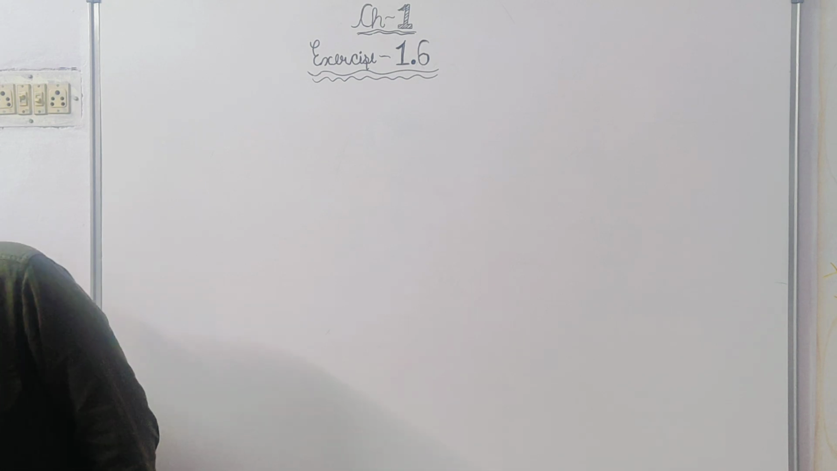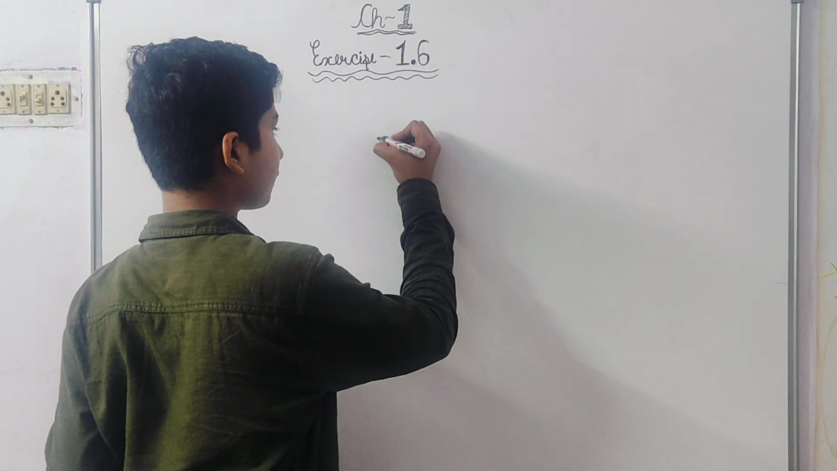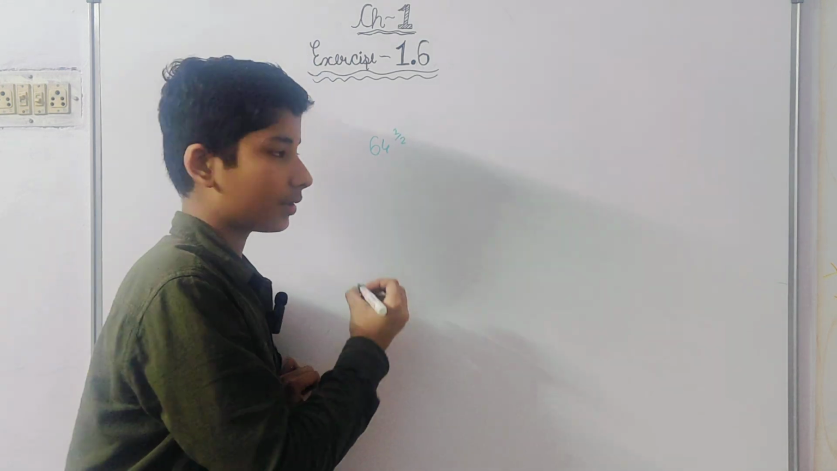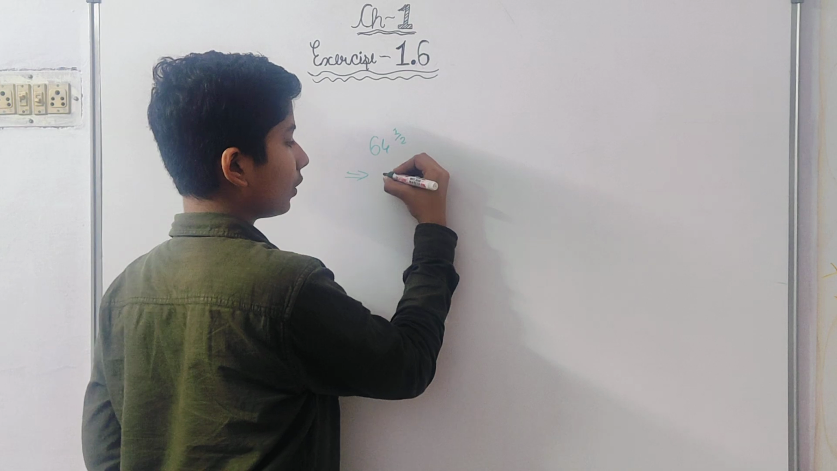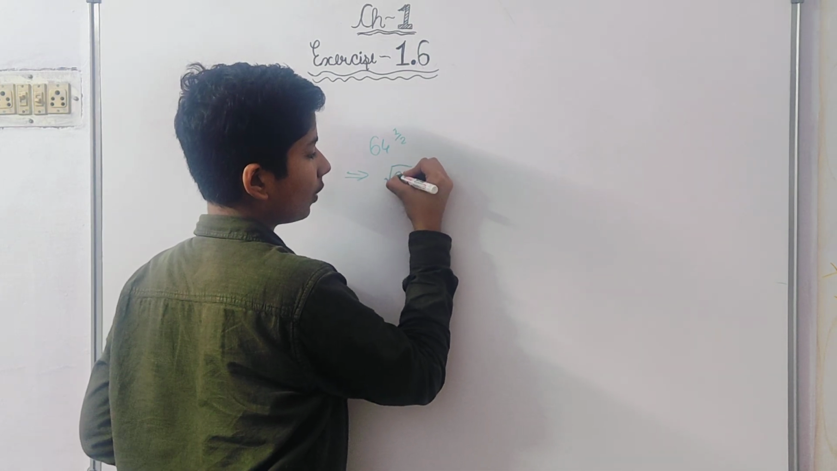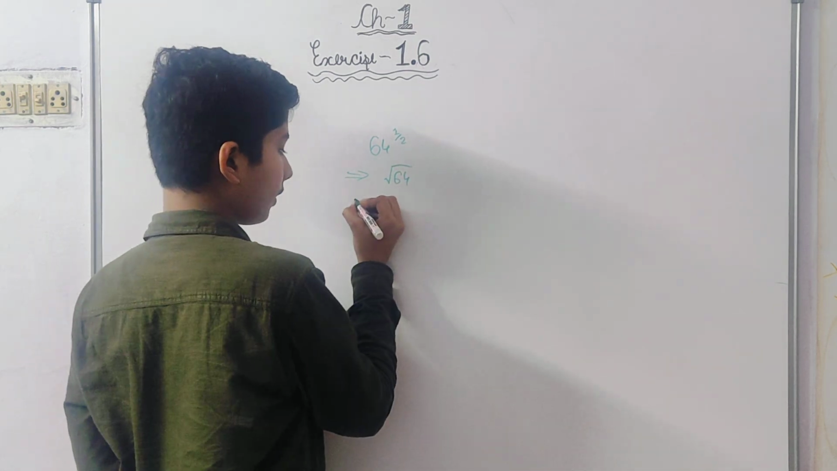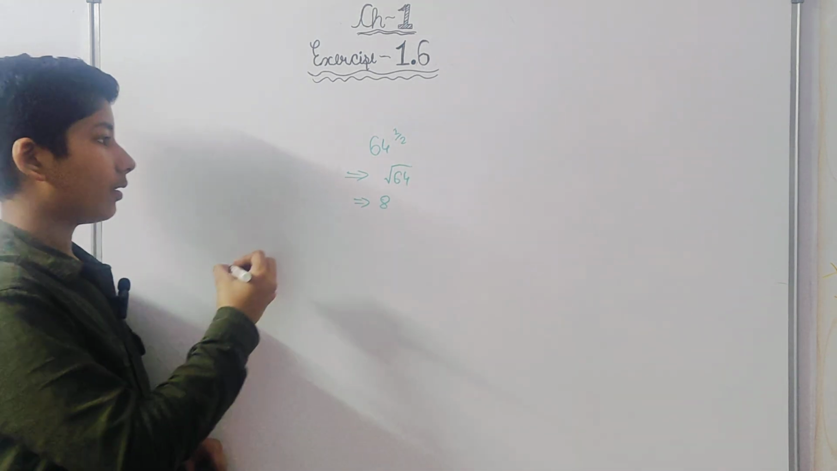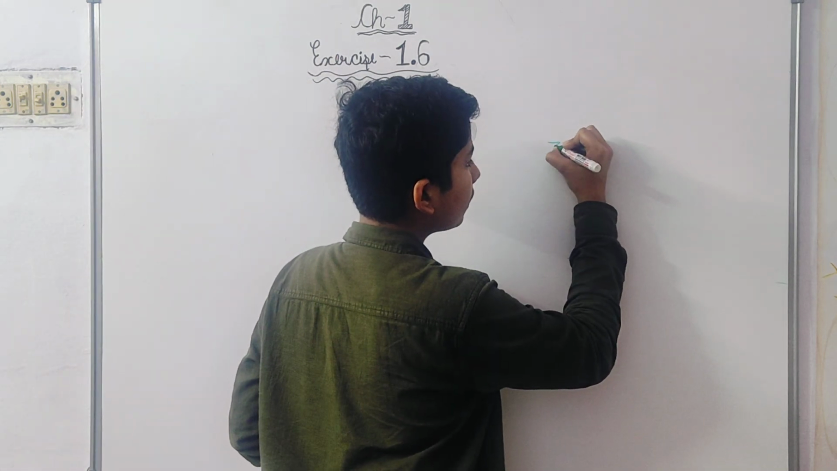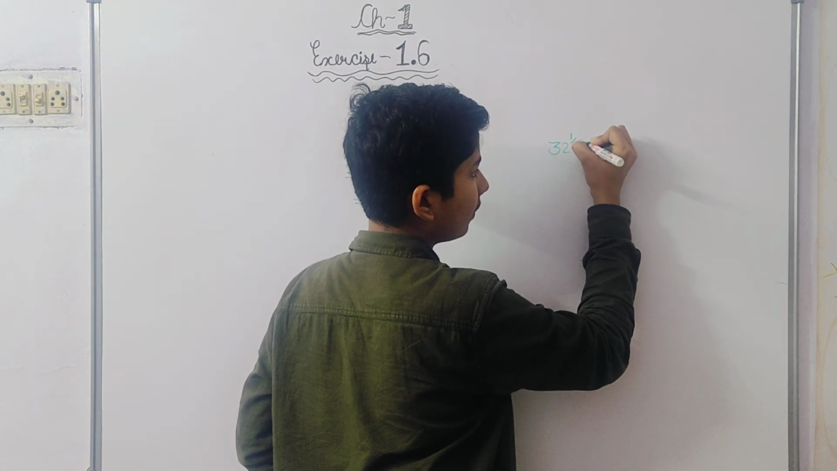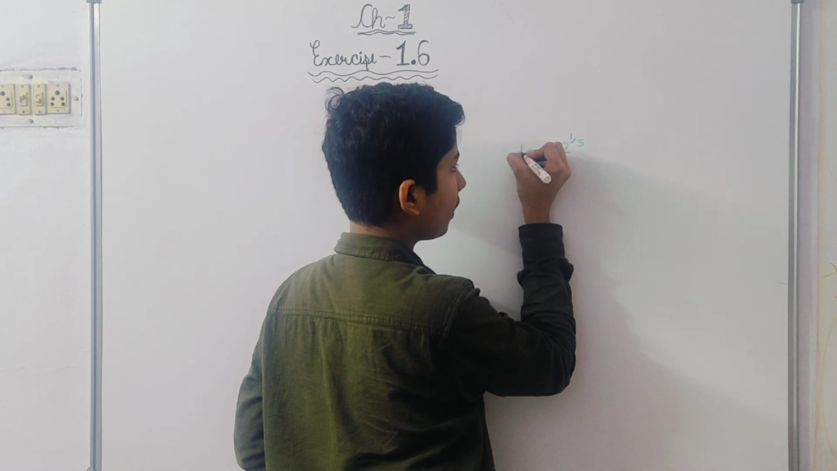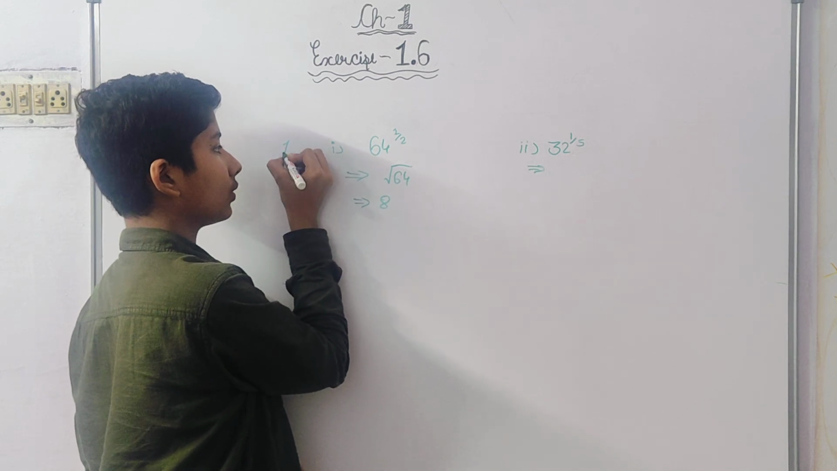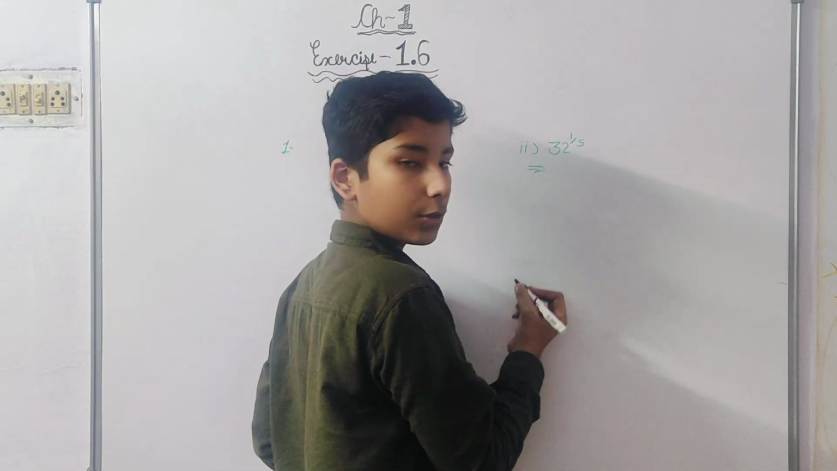First question, first subpart: 64 to the power 1 by 2. So it would be the square root of 64, which we all know is 8. And the next one is 32 to the power 1 by 5.